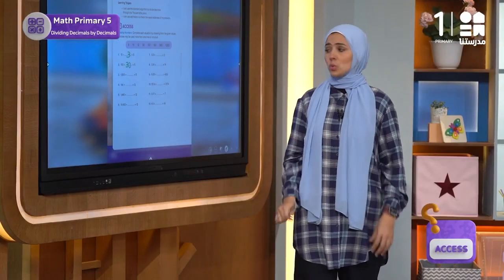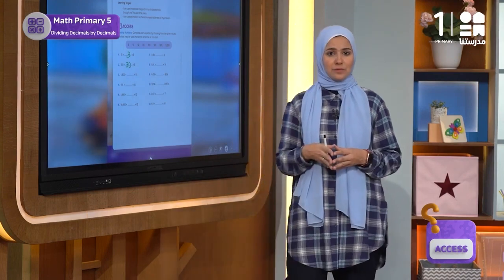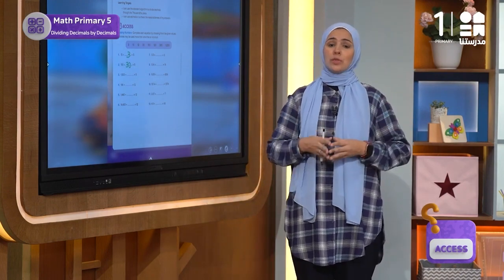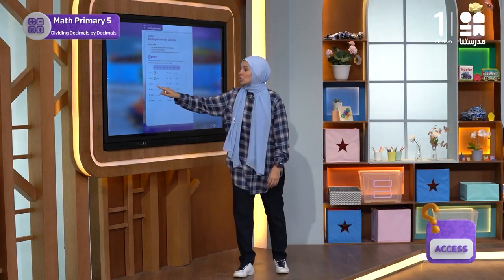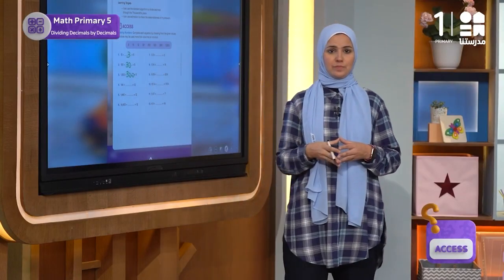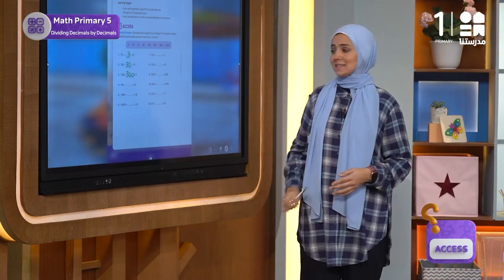In the next equation, we have 1500 divided by what number equals 5? Now again, I know that 15 divided by 5 is equal to 3. So we are going to write it this time with 2 zeros. So I'm going to write here 300. Now let's complete the rest of the division equations. What comes next? Let's check.